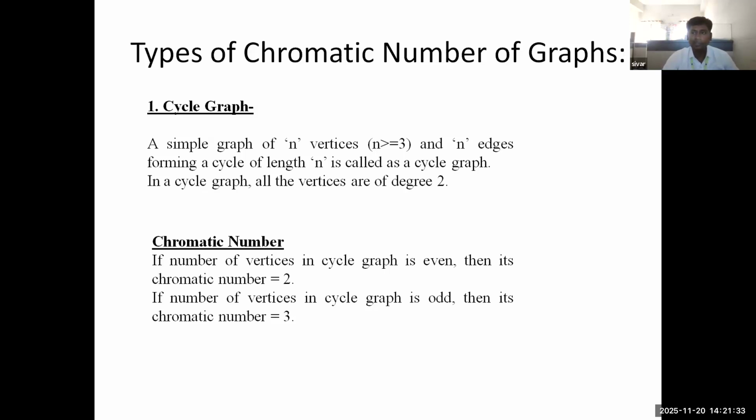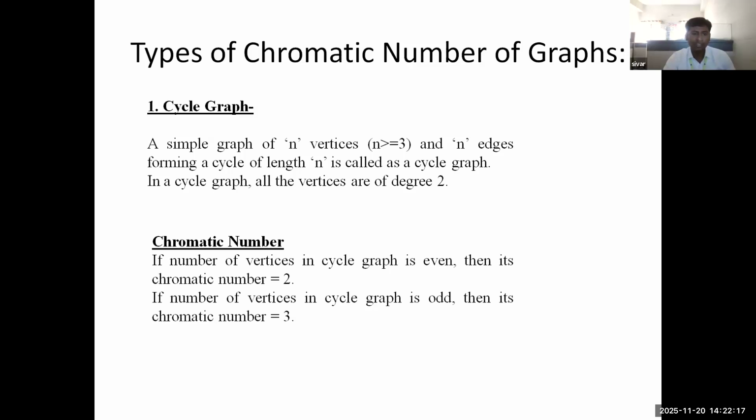Now we will see how to calculate the chromatic number of a cyclic graph. If the number of vertices in a cyclic graph is even, then the chromatic number is 2. If the number of vertices in a cyclic graph is odd, then the chromatic number is 3. How to find the chromatic number for a cyclic graph? If the number of vertices is an even number, then the chromatic number is automatically 2. If the number of vertices is an odd number, for example 5, 3, 7, or 9 vertices, in that case the chromatic number is 3.